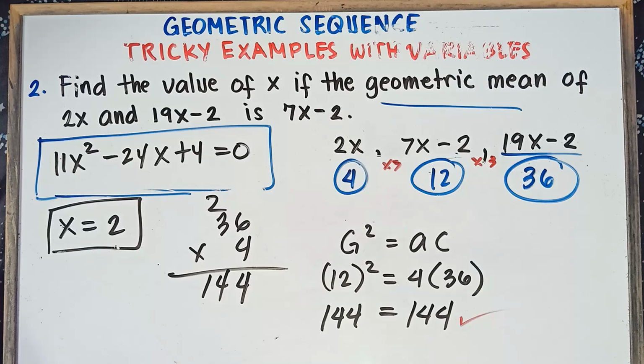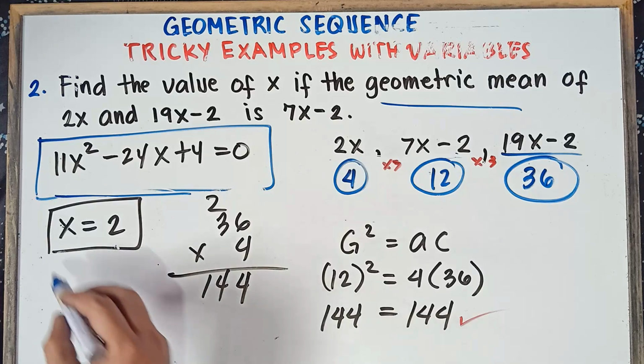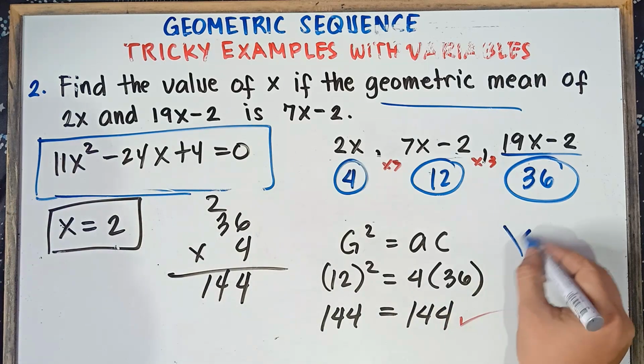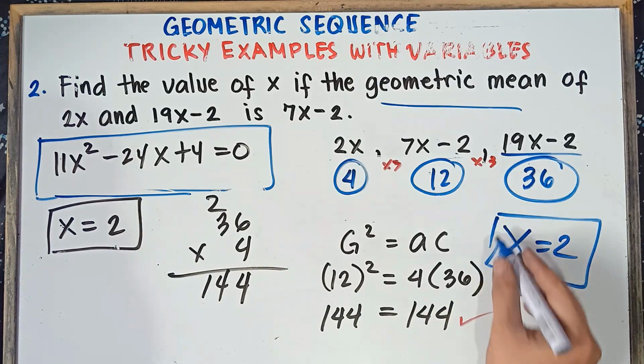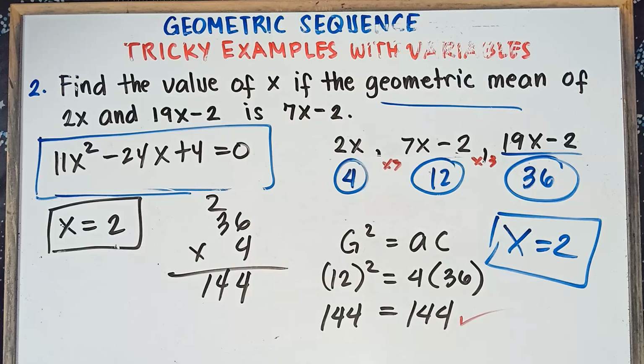Therefore, our x value is equal to 2. That's it, class. All set. Our x value is equal to 2. All set, class. All set with regards to example number 2.